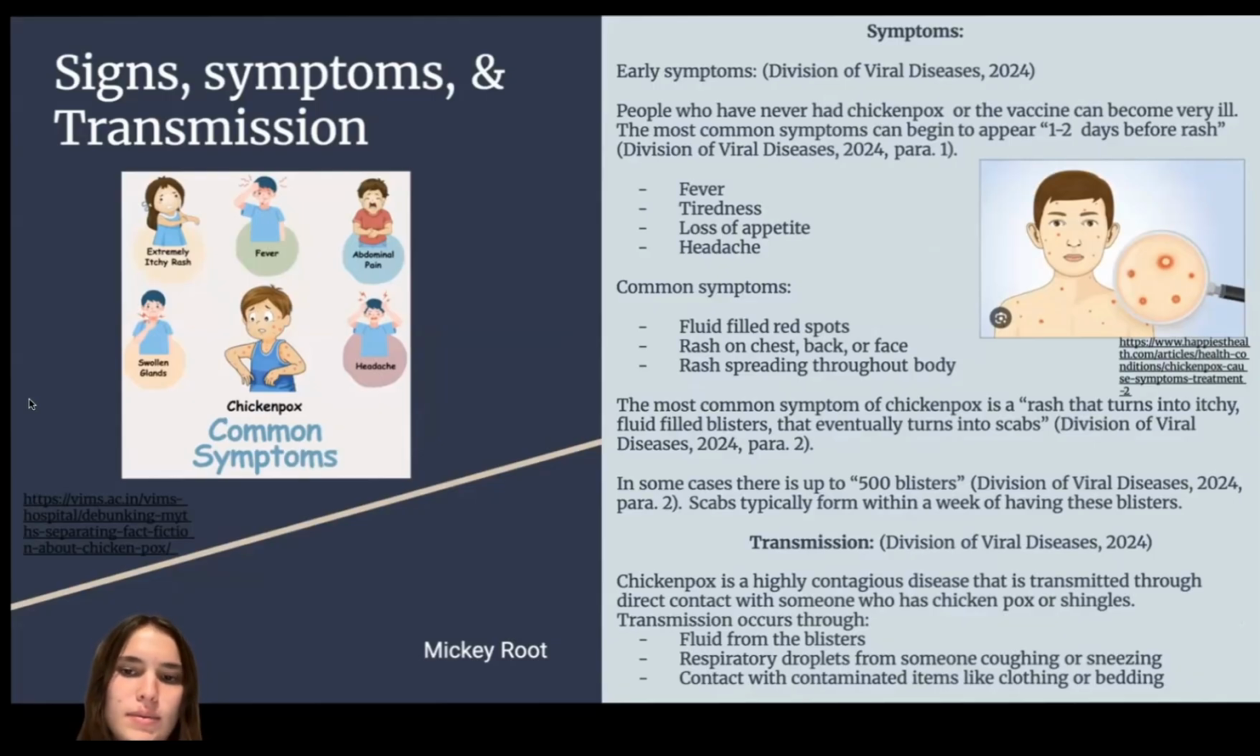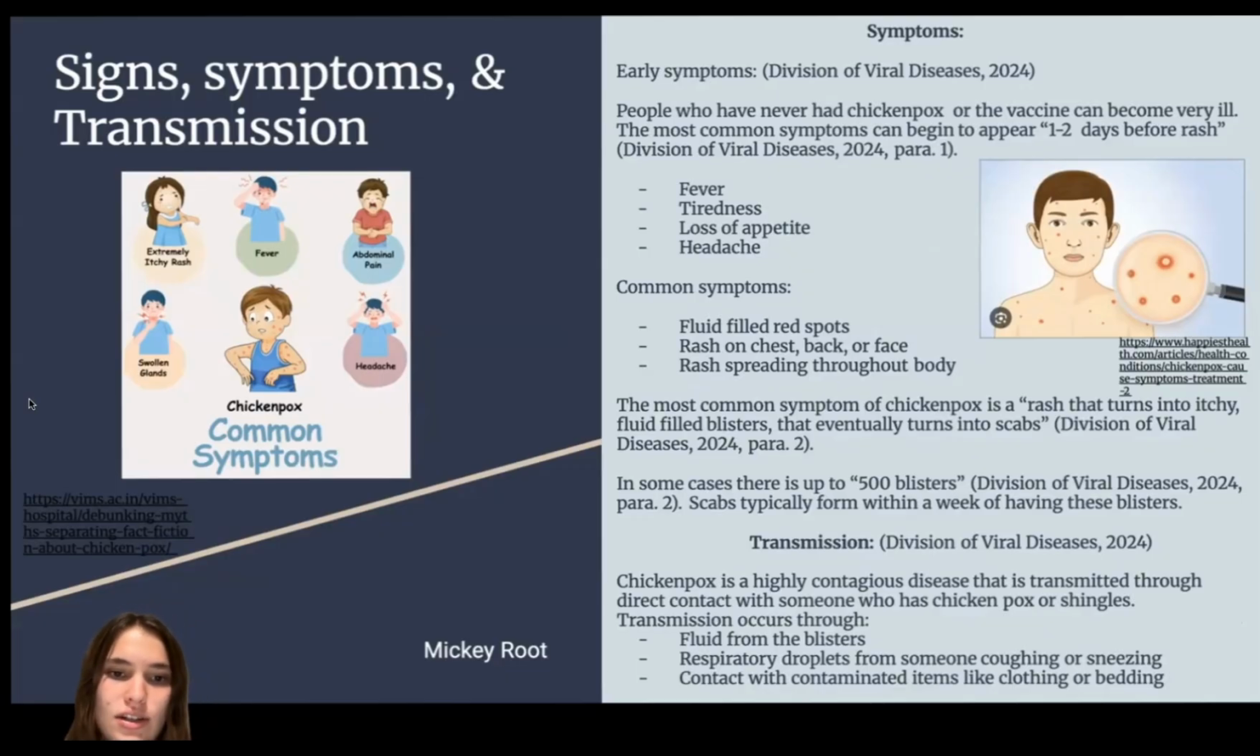After that, more common symptoms begin to appear, most noticeably the rash. It often starts on the chest, back, or face, and then spreads throughout the entire body. The rash turns into small, itchy, fluid-filled blisters, which later form scabs within about a week. In some cases, a person can have as many as 500 blisters.